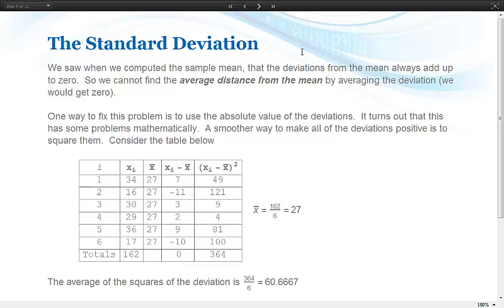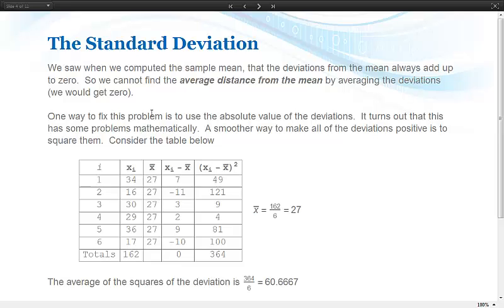But the focus of today's lesson is on the standard deviation. We saw last week when we computed the sample mean that the deviations from the mean always add up to 0. So we can't use the average distance from the mean simply by averaging the deviations, because we'll always get 0 for an answer. The reason for that is the mean is always larger than some of the values and smaller than other values, so I get a collection of positive deviations and negative deviations. And by the way the mean is defined, these deviations always add up to 0, making the mean the balance point for the data.